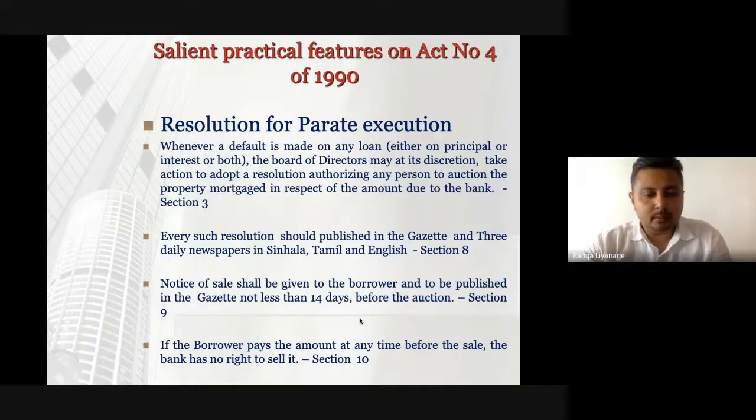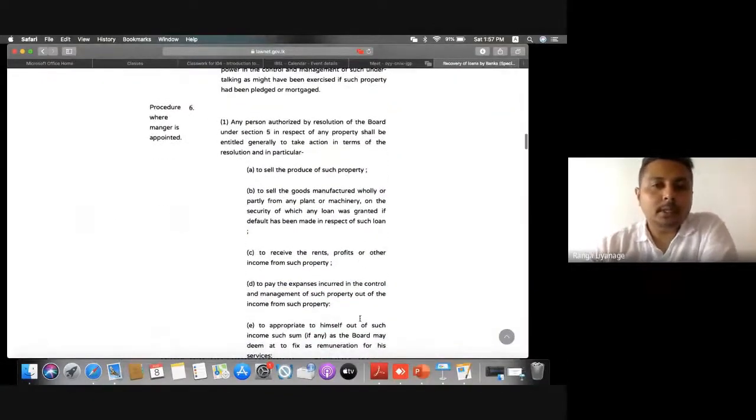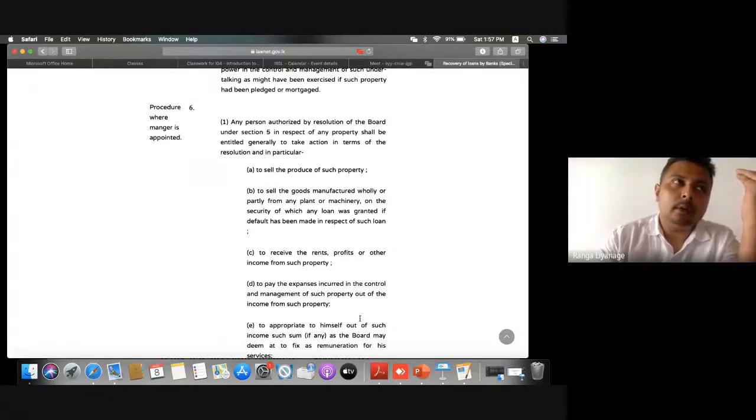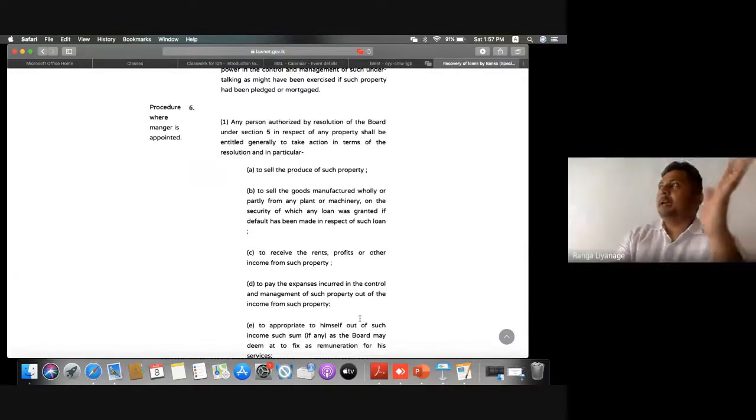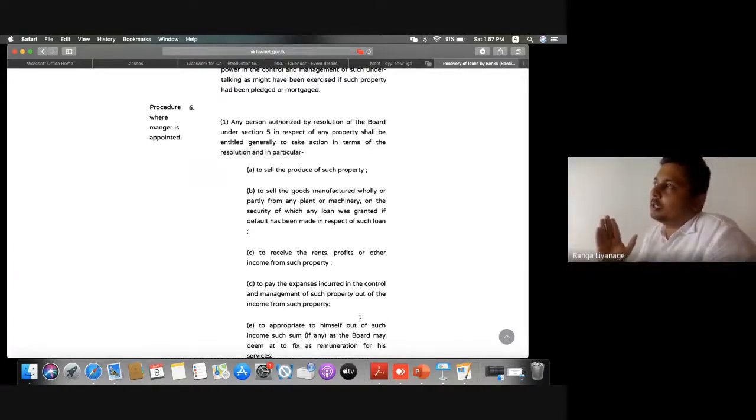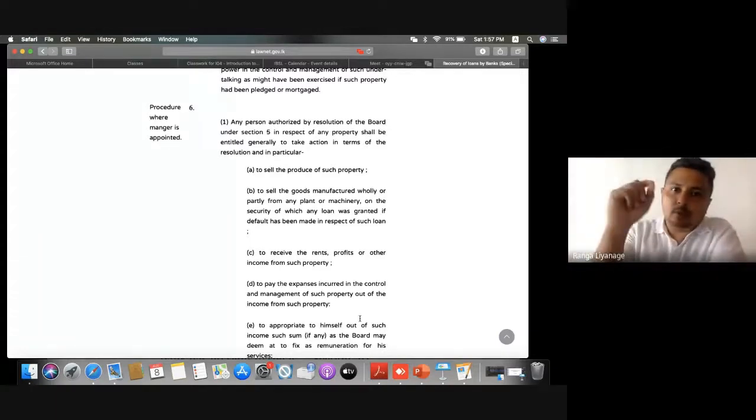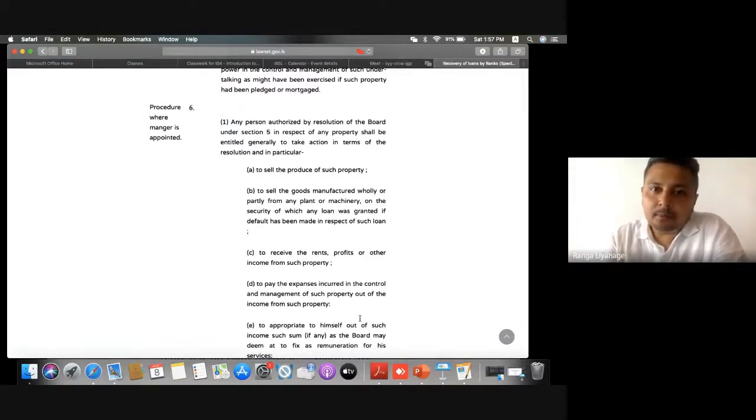Before that, the procedure where a manager is appointed: any person is authorized by the board under section 5. Under section 5, you can appoint a manager. Keep this in mind: sections 4 and 5 serve two different purposes. If you want to sell the property, you go under section 4. If you want to enter into the property, manage and continue with the business or whatever, you go under section 5.